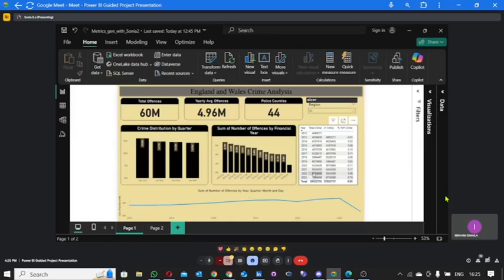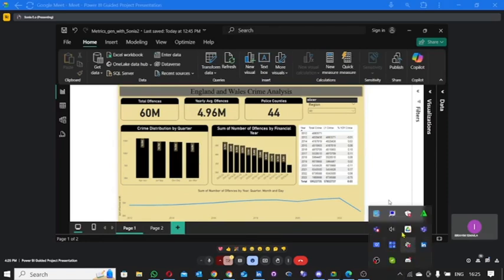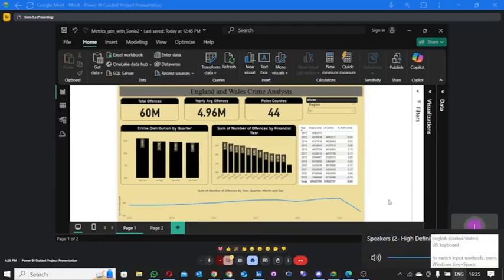So, this is England and Wales crime analysis prepared by me. Introduction: my analysis explores crime trends. So I'm explaining crime trends from England and Wales using visualizations.